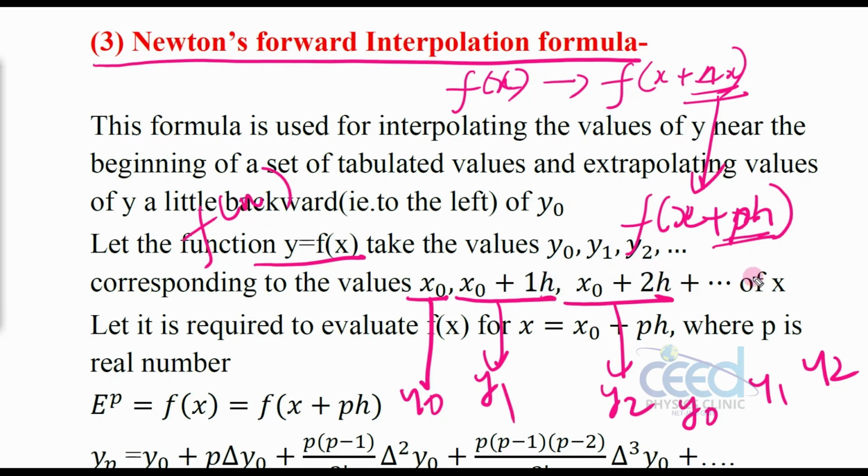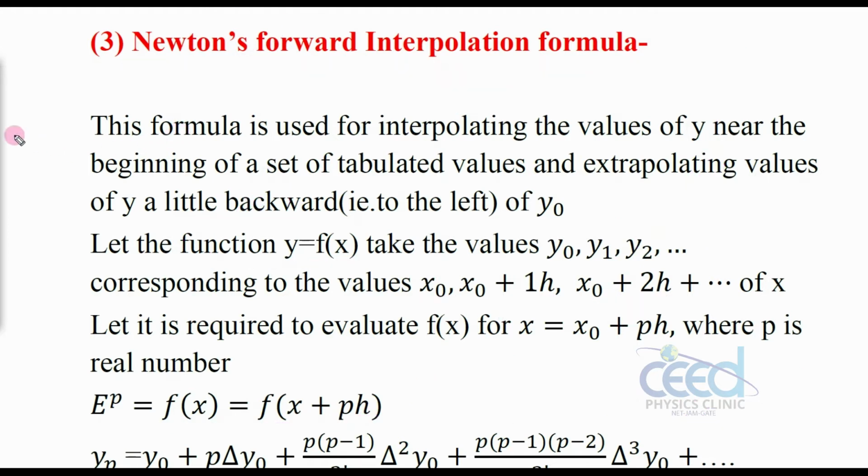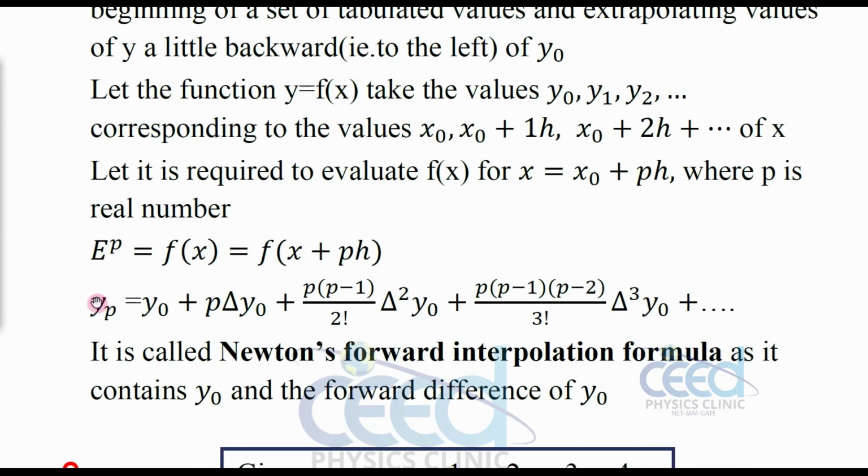And if you want to find f of x plus ph, according to Newton's forward interpolation formula you can find this value, that is yp. Yp, that is f of x plus ph, you can calculate by the formula: y0 plus p delta y0, plus p into p minus 1 by 2 factorial into delta square y0, plus p into p minus 1 into p minus 2 by 3 factorial into delta cube y0.